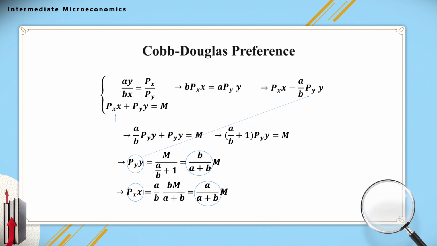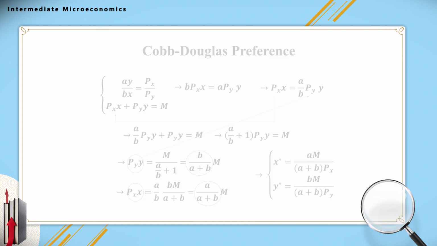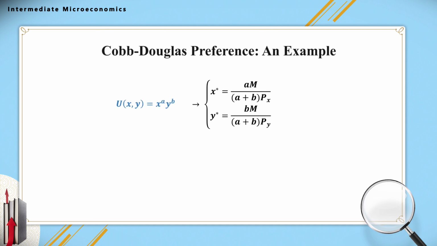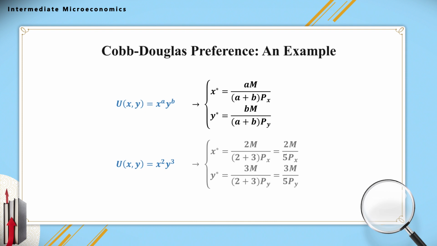Let's continue to rearrange these two equations to find the demand function. Therefore, we can easily use the property of the CD utility function to obtain the demand functions. For instance, for a utility function u equals x squared y cubed, the demand function must be x equals 2/5 times m over px, and y equals 3/5 times m over py.